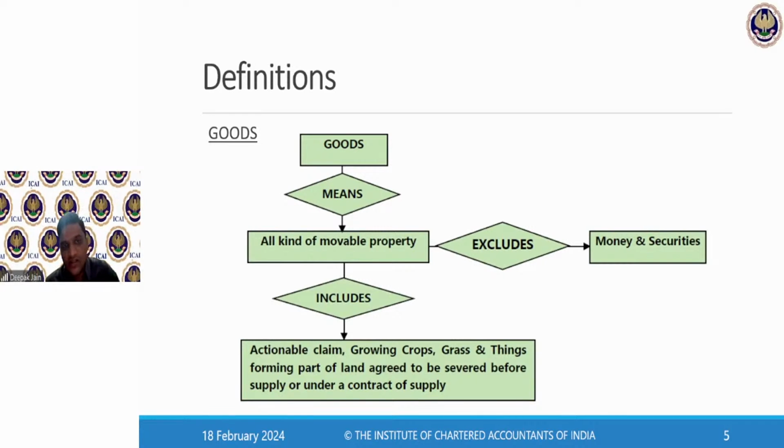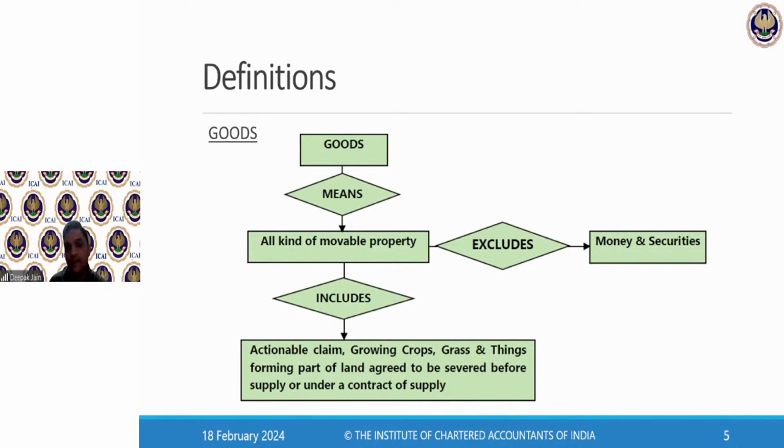Okay, there are various scenarios of actionable claims. Like if you sell some goods, the customer has to pay you, right? That also is an actionable claim, because you have a claim against your debtor. So an actionable claim is a claim against something. Then, growing crops, grass, and things forming part of the land agreed to be severed before supply.